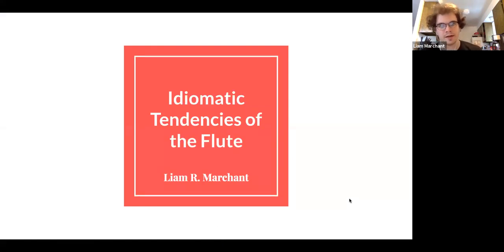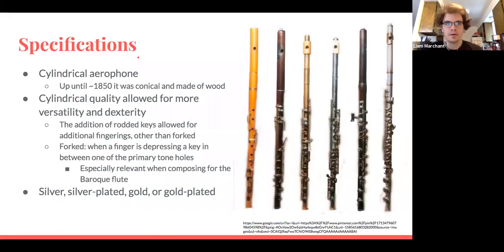Today we're going to be looking at the idiomatic tendencies of the flute. Some specifications of the flute: it's a cylindrical aerophone, and up until 1850 it was considered a conical aerophone made of wood. This is regarded as the Baroque flute, and was later adapted to a cylindrical design to account for more versatility and dexterity that the flute offered.